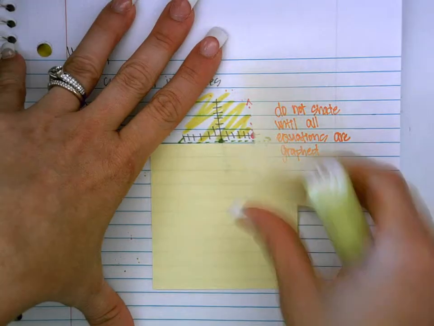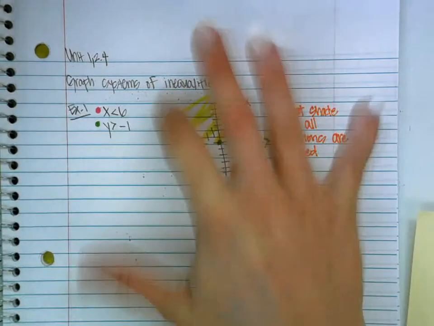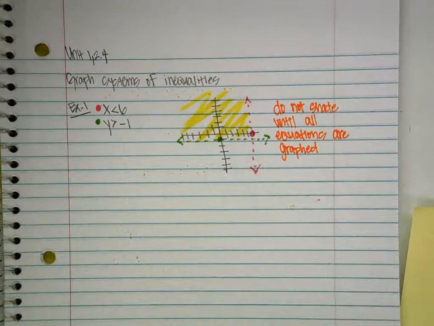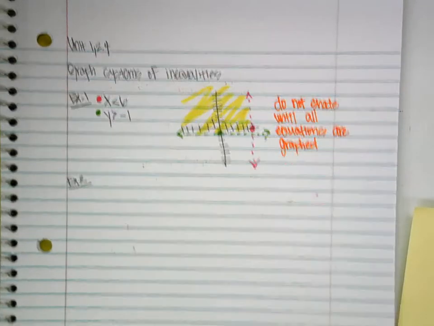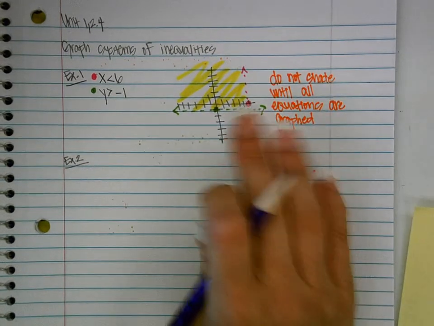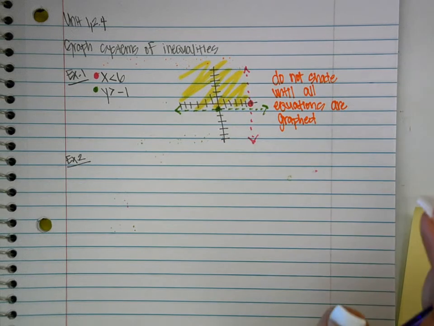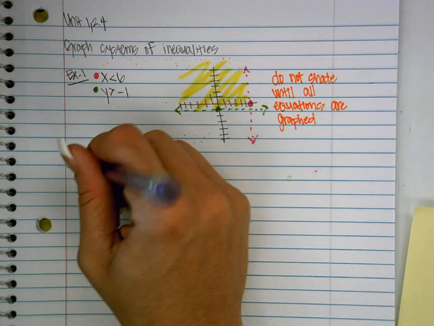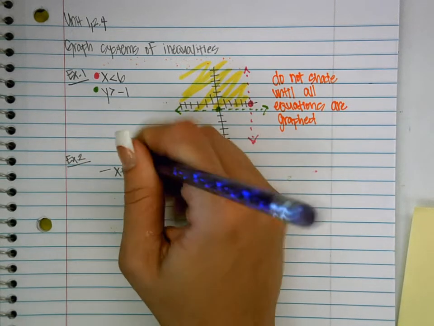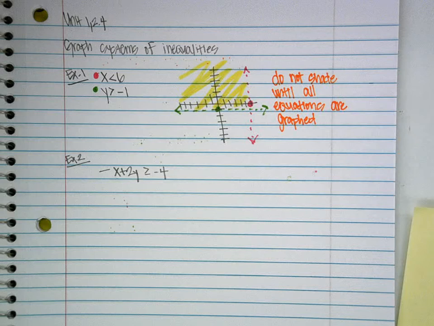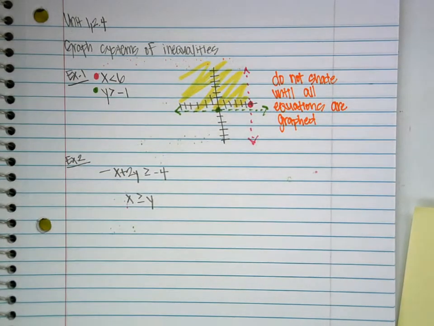You can even do it with your fingers. Okay, I know I'm not going to shade there, and then I know I'm not going to shade there, and then shade what's left behind. Okay, next one. This should be relatively simple for you. You've done stuff like this before. This is exactly what we did on Wednesday, except that it's with more than one equation. Next one, I'd like you to graph the system -x plus 2y is greater than or equal to -4, and the equation x is greater than or equal to y.